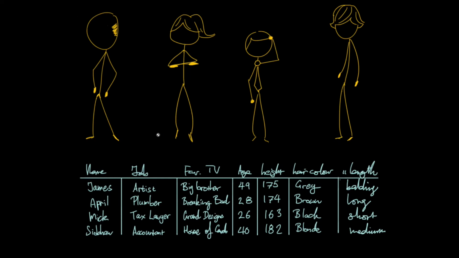And so we can see that each question sort of has a column. So what is your profession has this column. What is your age has its own column. So each question has a column. And each person has their own row. So we know that this person's name is James, but because artist is next to James in the same row, we know that James is an artist who likes Big Brother, who's 49, 175 centimeters tall, who's got grey hair but is clearly balding, as we can see from the picture.